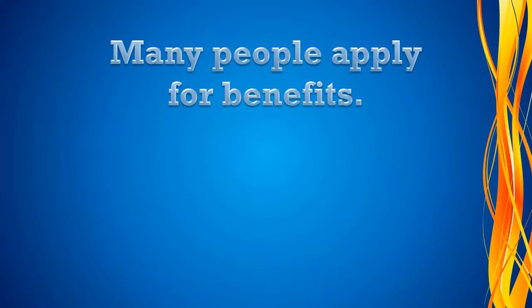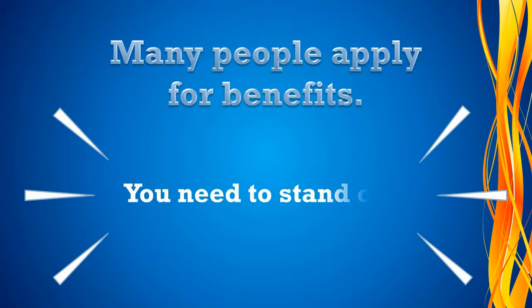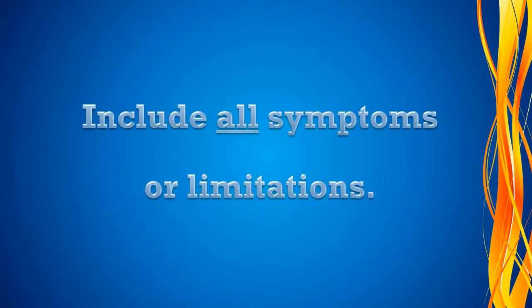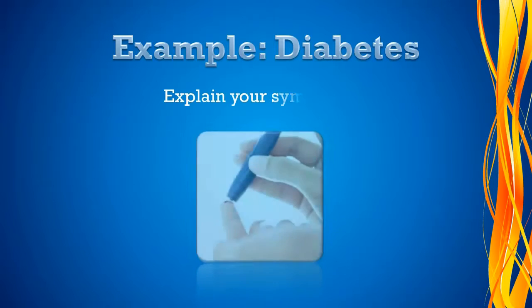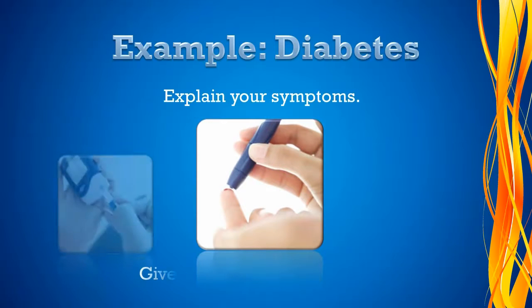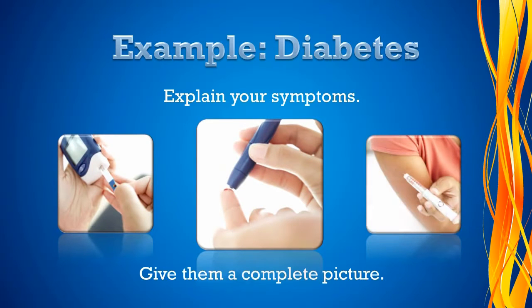Understand that there are many other people applying for benefits, and you'll need to make yourself stand out from the rest. Show Social Security what it's like to walk in your shoes. Please include any and all the symptoms or limitations that you may have. We have given you a detailed explanation of a person diagnosed with diabetes. It's important to take the time and explain your symptoms to give Social Security a complete picture of how your disability affects your daily life.